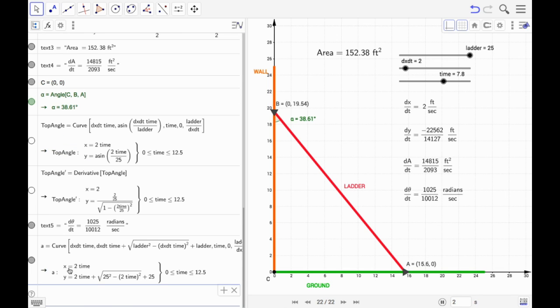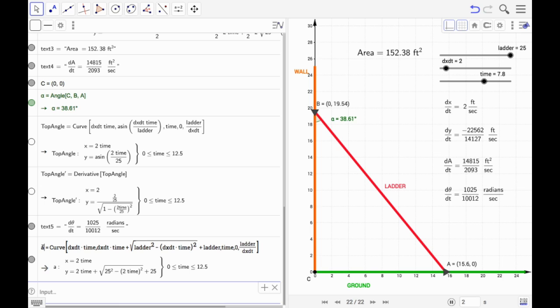So here we have x, where this 2 times time symbolizes the distance of the bottom of the ladder from the wall, and y here is the equation for the perimeter. So I want to place the perimeter as a label on our model here. Oh, you know what? First, let's rename this. Instead of calling this A, let's call this triangle perimeter.